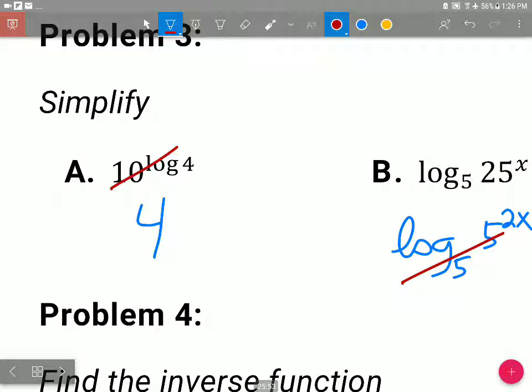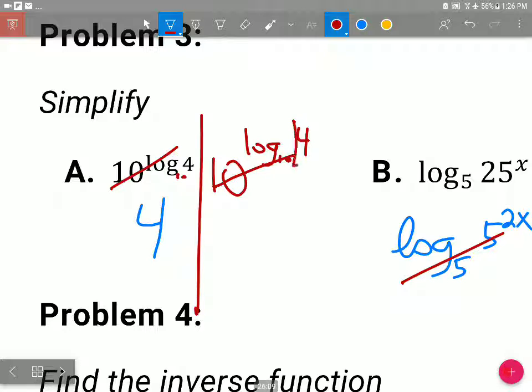Problem A, you had a question about that. Let me rewrite this a little bit differently. This is 10 to the power of log base 10 of 4. Does that help you out? Because that little 10 is right there, it's just not written. Because those are the same, they can cancel each other out, and what you're left with is a 4. You follow me?